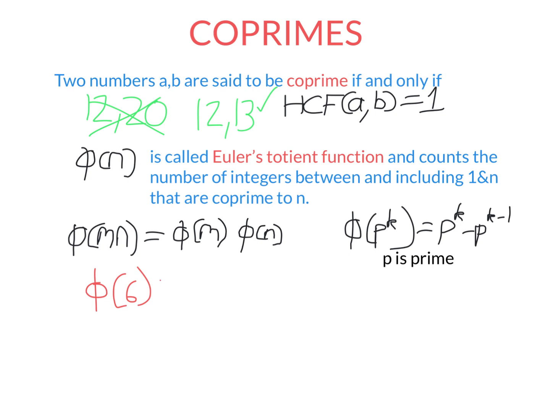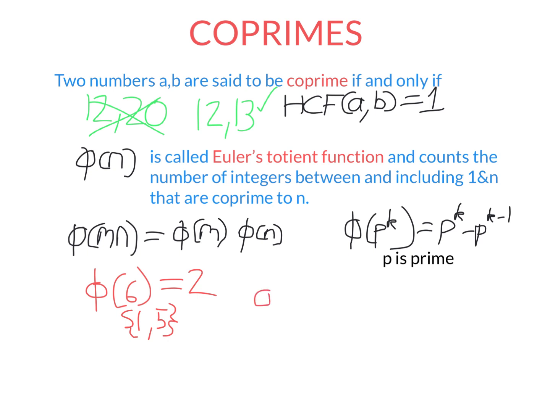So that turns out to be 2. The only integers less than or equal to 6 that are coprime to 6 are 1 and 5. So that's why phi of 6 is 2. There are two integers less than 6 that are coprime to 6. Luckily, we have a couple of rules here that will help us with larger numbers.